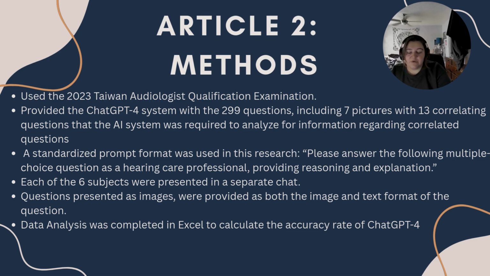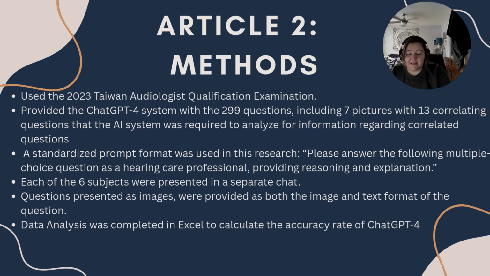The study used the 2023 Taiwan Audiologist Qualification Examination, and the researchers provided the ChatGPT-4 system with the 299 questions present on the exam and included the 7 pictures with 13 correlating questions that the AI was required to analyze for information before providing a response. A standardized prompt was engineered to be used in this research, which stated, "Please answer the following multiple choice question as a hearing care professional providing reasoning and explanation." Each of the 6 subjects were presented in a separate chat, and questions presented as images were provided in both the image and text format of the question.